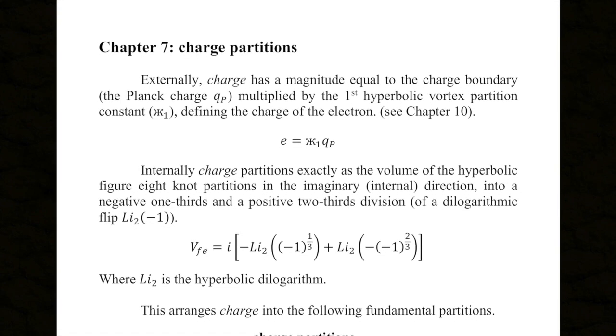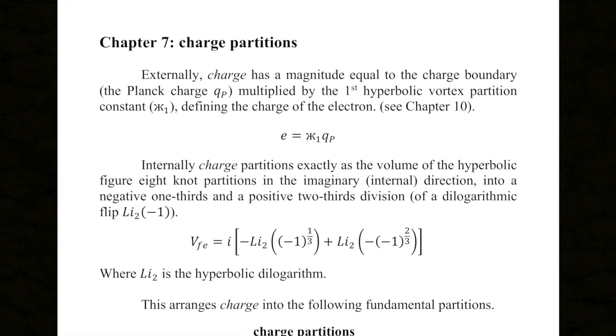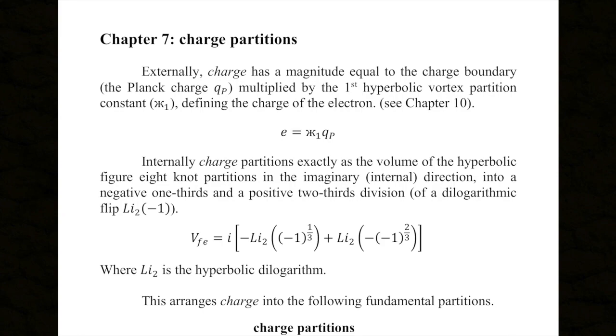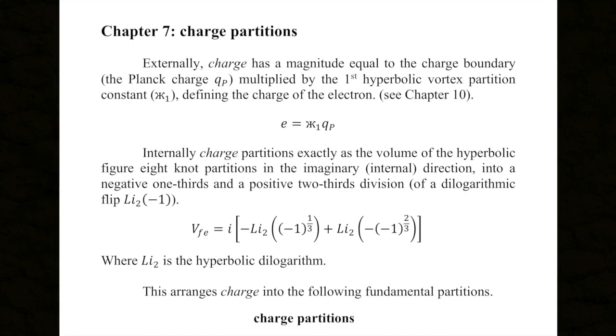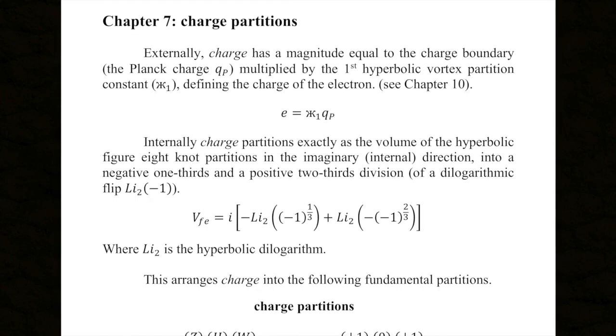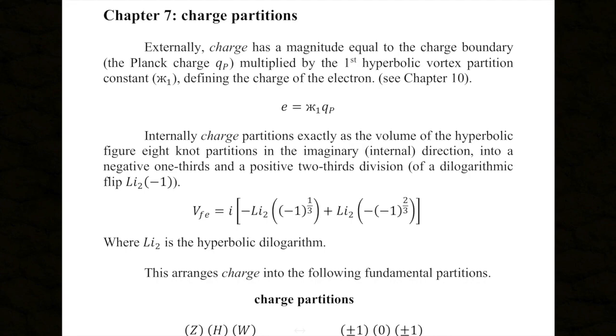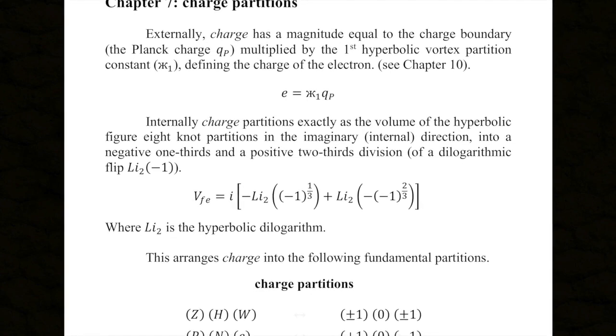Externally, charge has a magnitude equal to the charge boundary, right? The Planck charge boundary, multiplied by the first hyperbolic vortex partition constant. And this defines the charge of the electron to every significant digit, perfectly defines the charge of the electron.